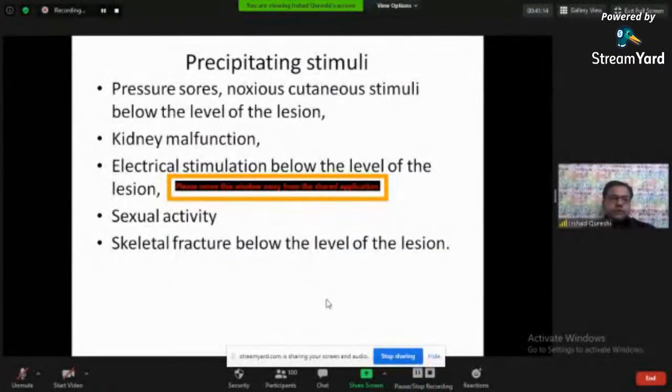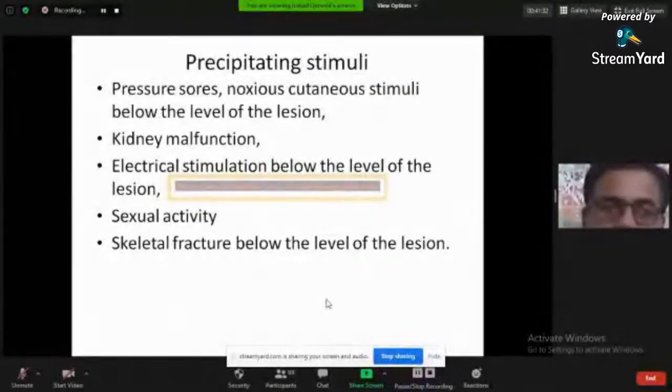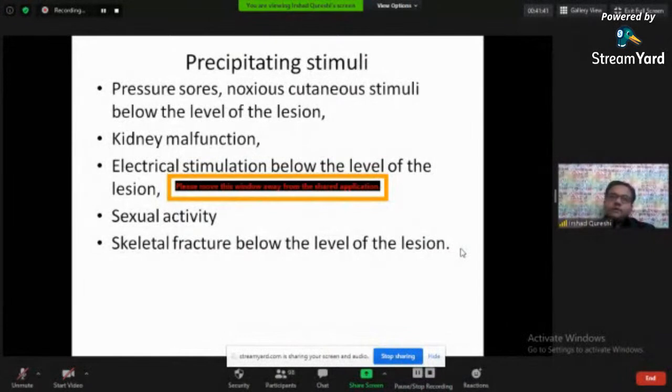Precipitating stimuli: a pressure source, which is very common with spinal cord injury, noxious cutaneous stimuli below the level of lesion, kidney malfunction, electrical stimulation. Physiotherapists, we very commonly prefer to give electrical stimulation below the level of lesion. So if the patient is complaining of lots of pain, which is neurogenic in nature, very innocently we may go ahead with certain types of electrical stimulation or transcutaneous electrical nerve stimulation, TENS and all that, which is the most preferred modality for pain management.